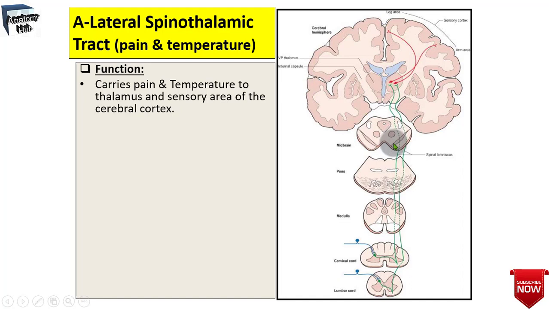many of the lateral spinothalamic tract fibers terminate by synapsing on the third order neurons in the ventral posterolateral nucleus of the thalamus, which then pass through the posterior limb of the internal capsule and the corona radiata to reach the postcentral gyrus of the cerebral cortex.